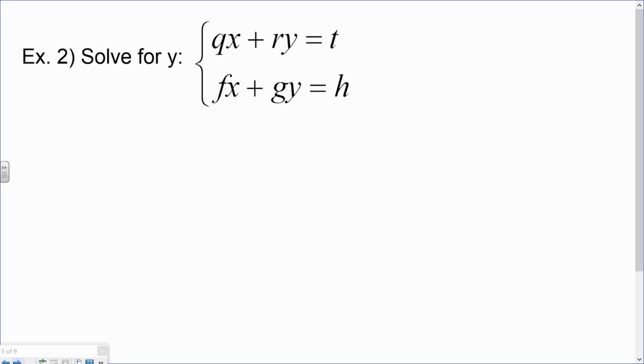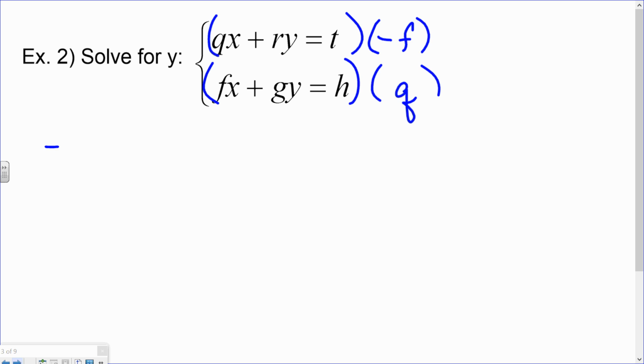This time we are solving for Y. So I want to keep the Y's or get rid of the Y's? I want to keep them. I want to get rid of the X's. So I need to multiply the top one by F or minus F, the bottom one by Q or minus Q, so that they will cancel out. Again, I usually like to choose negative on the top one while I'm paying my closest attention so that I avoid some of the sign errors. I like to get that part out of the way.